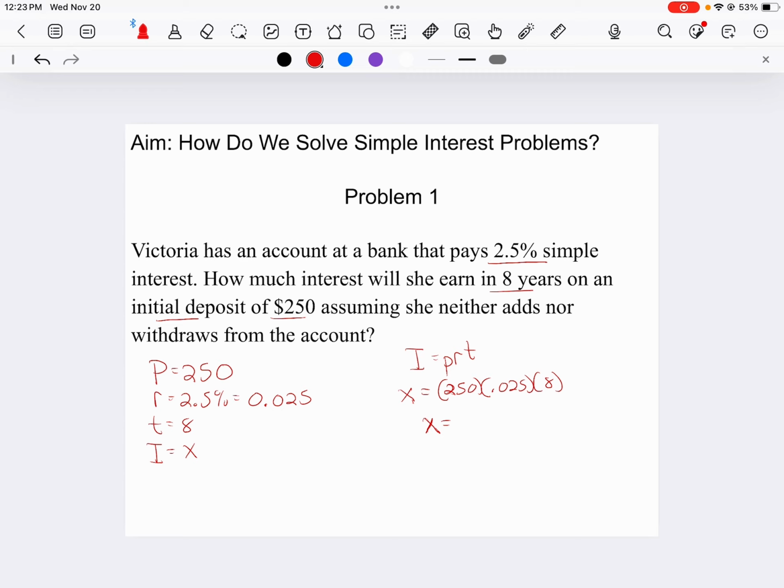Now I can just multiply these. 250 times 0.025 times 8 is 50. So that means that Victoria will earn $50 in interest over the 8 years.